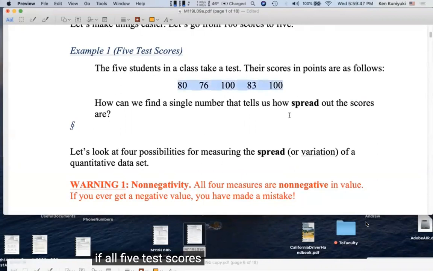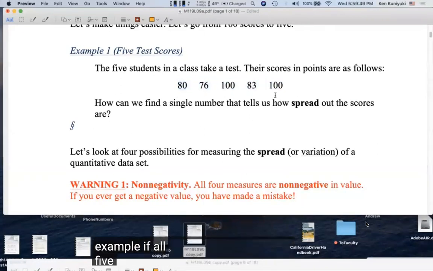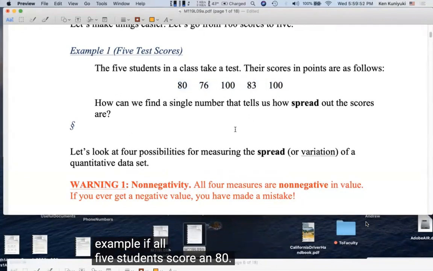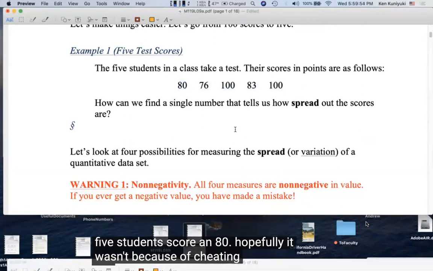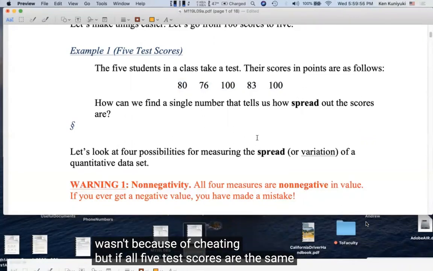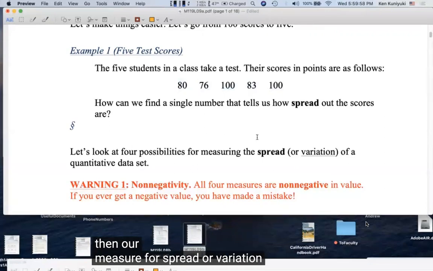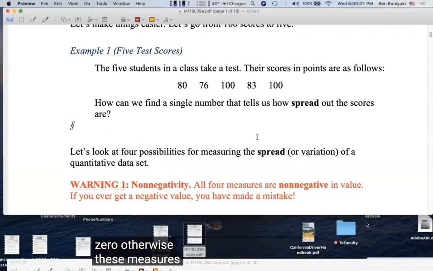If all 5 test scores are the same, for example, if all 5 students score an 80, hopefully it wasn't because of cheating, then our measure for spread or variation will be 0. Otherwise, these measures will all be positive.